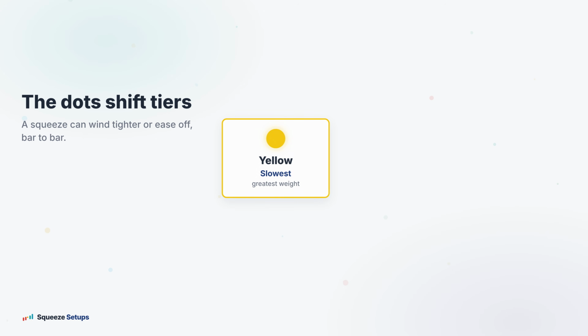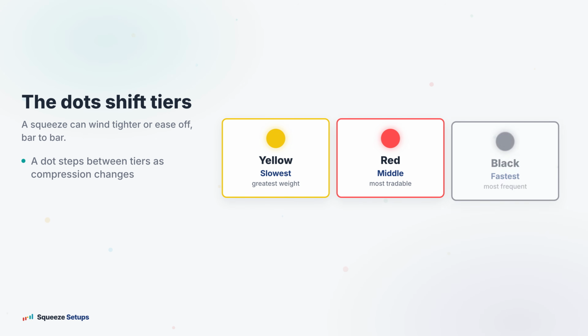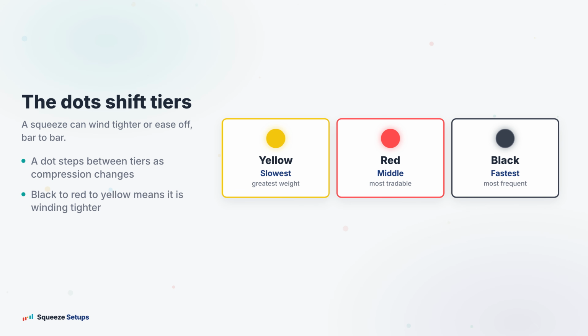So let's bring everything together. We have the yellow dot squeeze, which is the slowest squeeze, the one with the greatest weight. Then we have the red dot squeeze, which is our middle squeeze, the one that still gives us useful information and a lot of tradable squeezes.